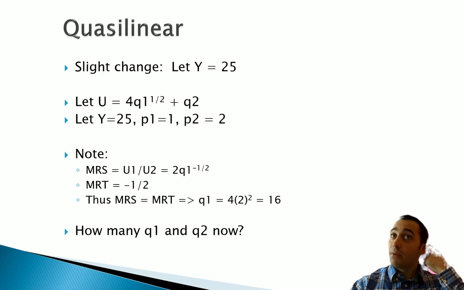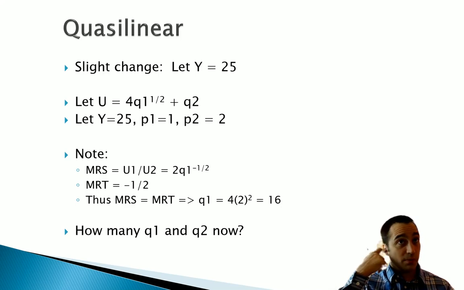Solve it again, but this time let your y equal to 25. Again, what is MRS, what is MRT, and what does it suggest the solution should be? You'll note, just as before, the Lagrange method would tell us that MRS equals MRT and that Q1 equals 16. If Q1 equals 16 is the solution to the first two FOCs, what does that suggest regarding how many Q1s and Q2s we should buy?